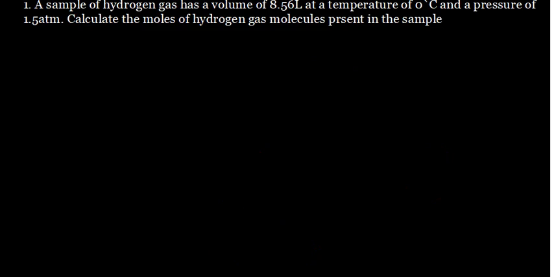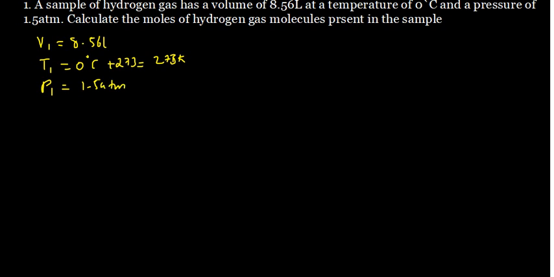So let's consider this question. A sample of hydrogen gas has a volume of 8.56 liters at a temperature of 0 degrees Celsius and a pressure of 1.5. Calculate the moles of hydrogen gas molecule present in the sample. So what have we been given? We've been given V1 as 8.56 liters. Been given temperature 1 as 0 degrees Celsius, which when we want to convert to Kelvin, we're going to add 273. That is going to give us 273 Kelvin. And we've been given pressure, which is 1.5 atmosphere.